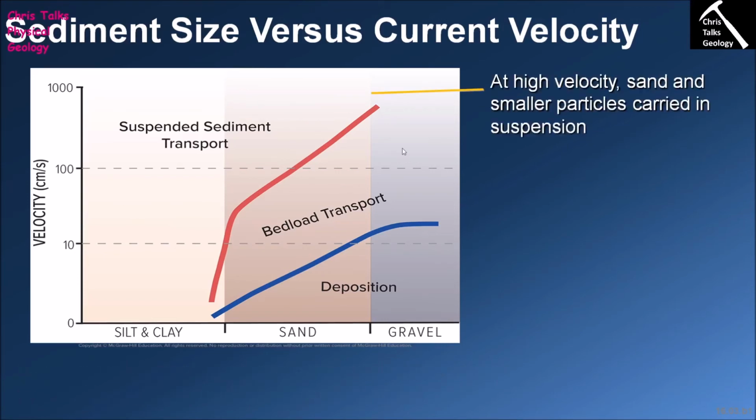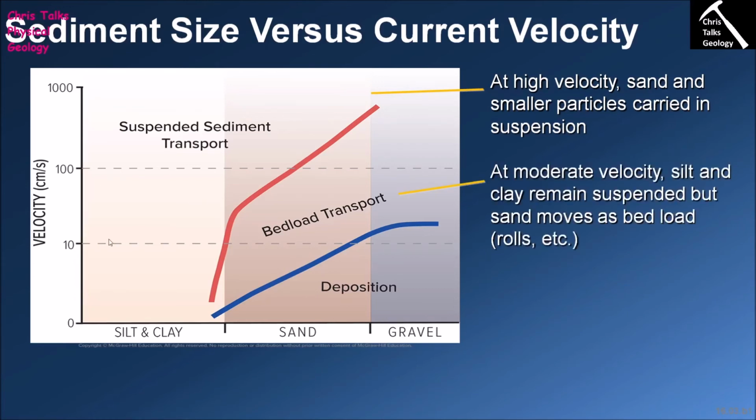So if we look here, we can see at high velocities, our water has the capacity to move small particles and sand. Up here, let's say around 100 centimeters a second, silt and clay will be moved in suspension within the river water. Smaller sand-sized clasts will also be picked up and transported in suspension. But medium and large-sized sand clasts will not be picked up by the water. They will instead be rolled along by the river water as part of the bed load. At 100 centimeters a second, gravel-sized clasts will also be rolled along as part of the bed load by the river water.